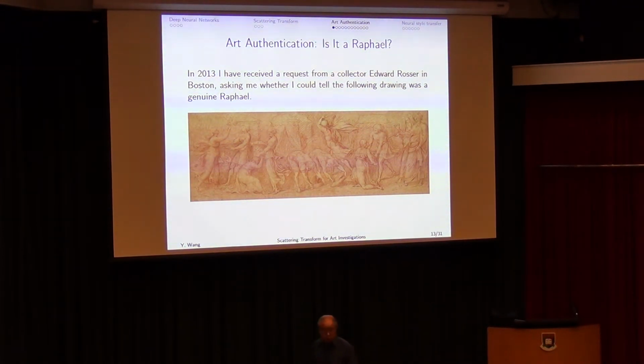I got this request from Ed Rosser, who is a collector in Boston. I don't know how he found me. I think because I had some work in this area, he probably asked a few people, and they said, why don't you see whether mathematics can help you. So he was trying to find a way to tell people this is a Raphael. He asked me whether we could tell that this particular drawing is a Raphael. I'm not an artist. I'm not an art historian. For me, this looks like a Raphael, but my opinion doesn't count.